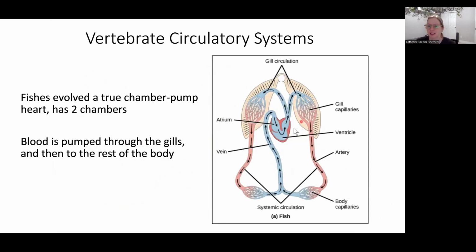Let's check out how a gill circulation works. So fish have a true chambered heart, and it has two chambers. It has an atrium and it has a ventricle. Atriums are on the top, and I remember that because I think A for attic. So attics are on the top, atria on the top. Atria is plural, by the way. Atrium is singular. So here's the atrium.